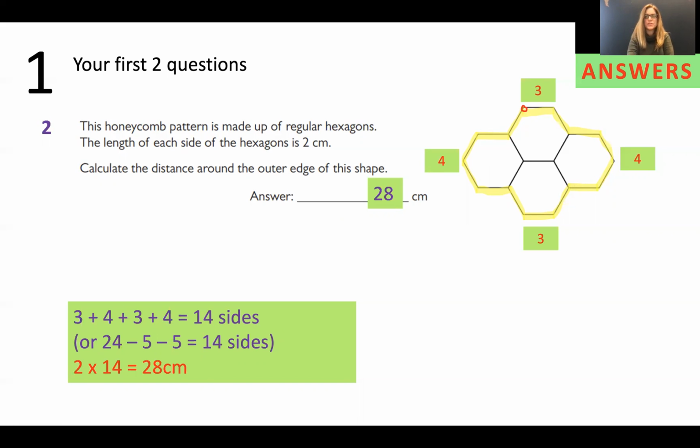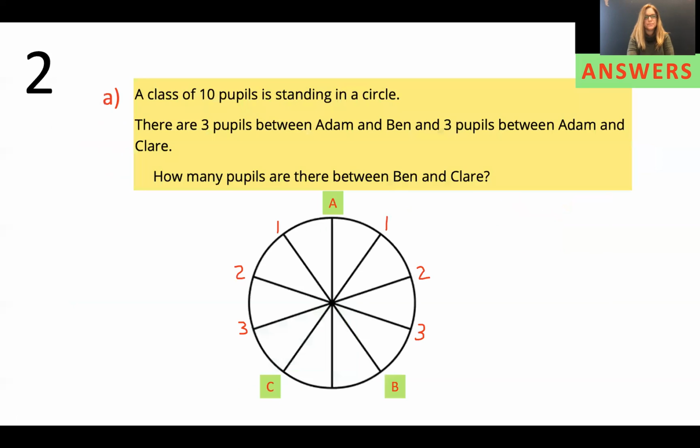Or be careful with this one though, you could subtract these 5 lines here. You could say, well, each hexagon has got 6 sides. That gives us 36. Subtract 5, but remember you have to subtract that 5 twice because this line here is shared between 2 hexagons, so it's been counted twice. So look what I've done here. I've subtracted the 5, but I've subtracted it twice. Either way, you get an answer of 14 sides.